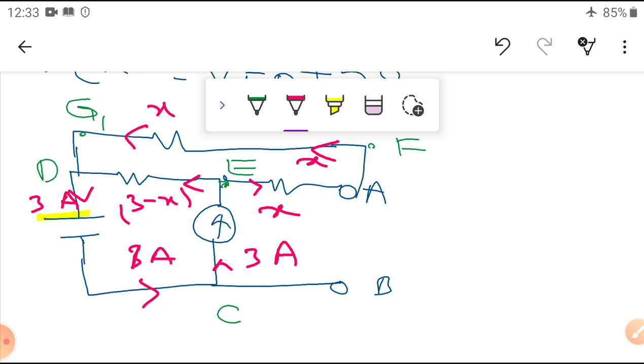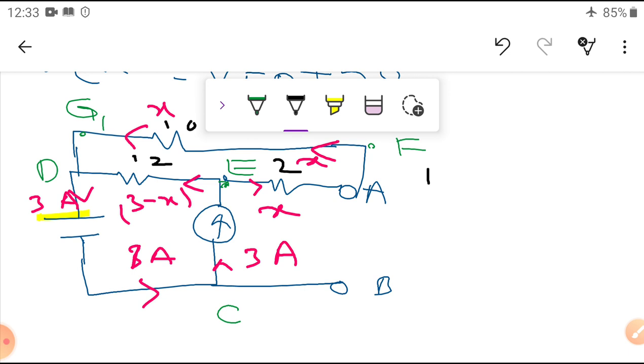Now simply apply the loop equations. What is the loop equation? In a closed loop, I want to know the current x value. If you know the x value, then I can calculate the other values. So let us represent the resistance values also: this is equal to 12, this is equal to 2 ohms, this is equal to 10 ohms.